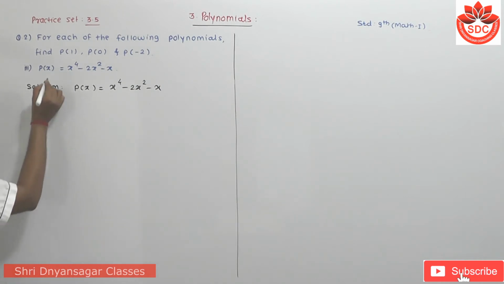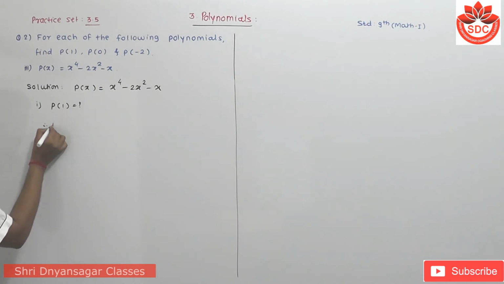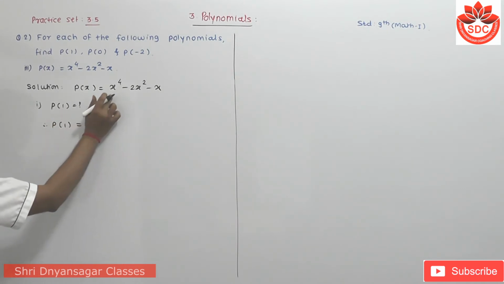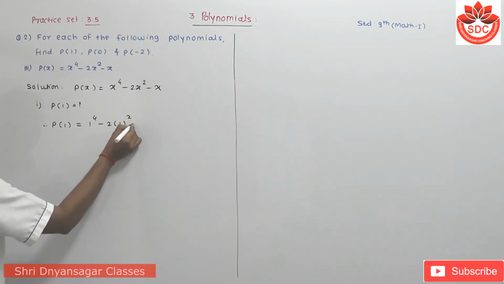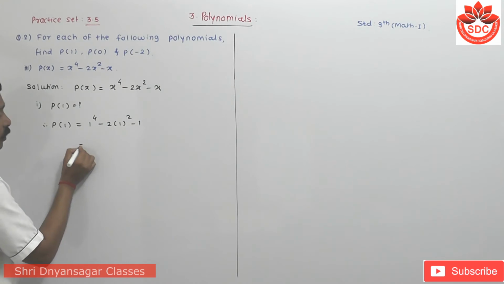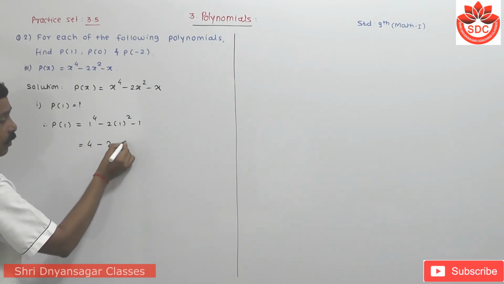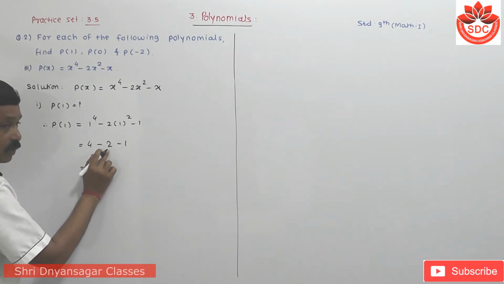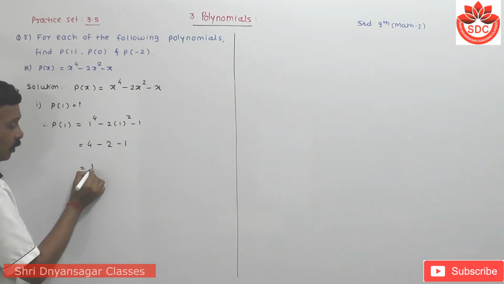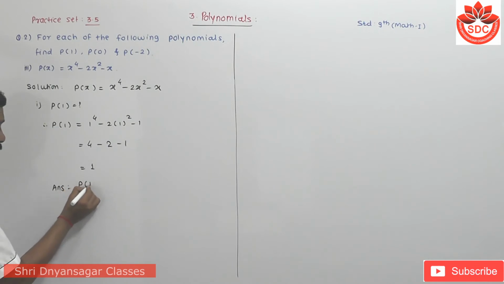Now first, p of 1 is equal to question mark. Therefore I have to substitute into this polynomial: 1 raised to 4 minus 2 into 1 square minus 1. 1 raised to 4 is 1, minus 2 into 1 square is 1, means 2 ones are 2, minus 1. Student, this subtraction is 1 minus 2 becomes minus 1, minus 1 becomes how much? Mean that answer p of 1 is equal to minus 2.